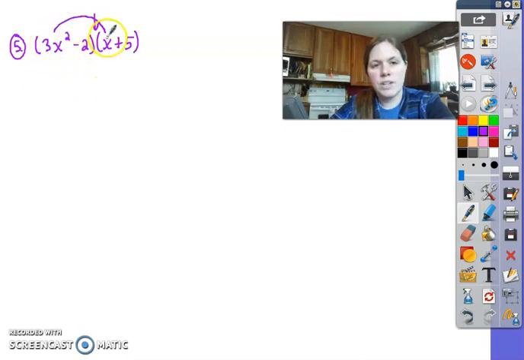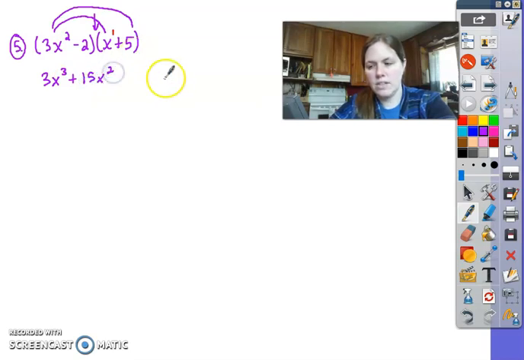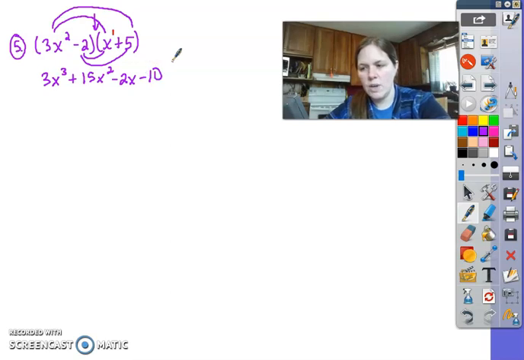So 3x squared times x. If you need, drop that 1 in there so you don't forget to change your exponents when you're multiplying. 3x squared times x leaves me with 3x to the 3rd. 3x squared times 5 is plus 15x squared. My loop-de-loops on the bottom, -2x, -2 times 5, -10.